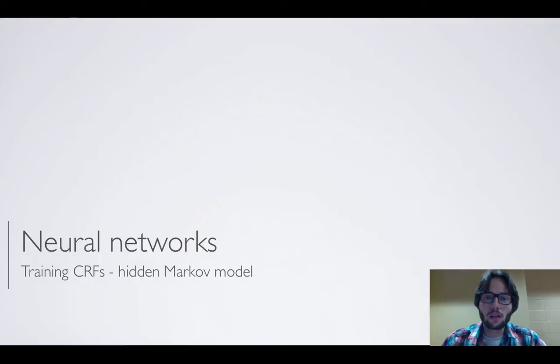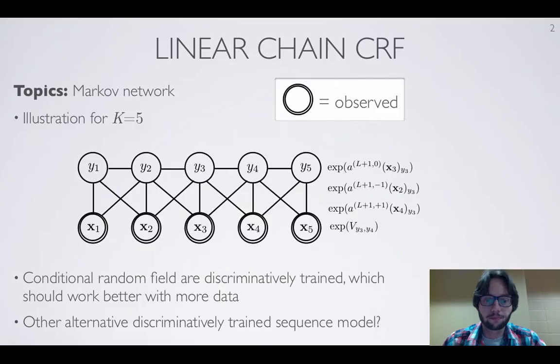In this video, we'll discuss the relationship between the linear chain conditional random field and the hidden Markov model. In the previous video, we talked about whether there were alternatives to the linear chain conditional random field for sequential classification, discriminative alternatives that might be more appropriate when we have a lot of training data.